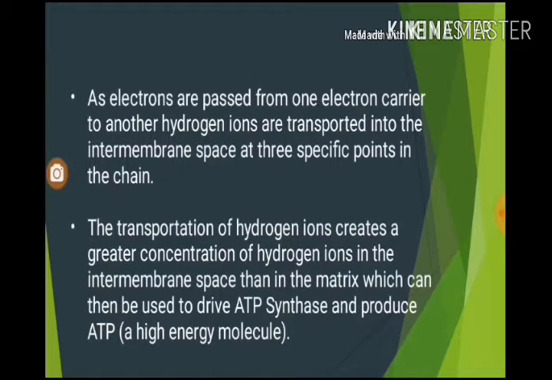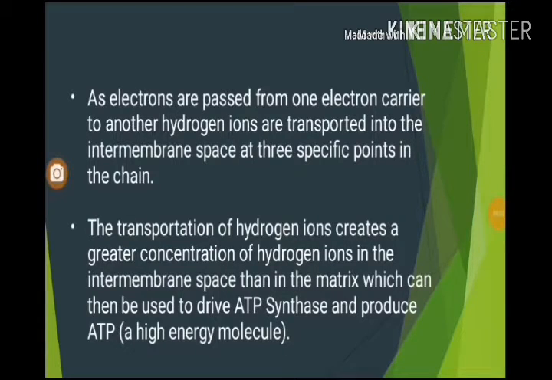As electrons are passed from one electron carrier to another, hydrogen ions are transported in the intermembrane space at three specific points in the chain. The transportation of hydrogen ion creates a greater concentration of hydrogen ions in the intermembrane space than in the matrix, which can then be used to drive ATP synthase and produce ATP, a high-energy molecule.